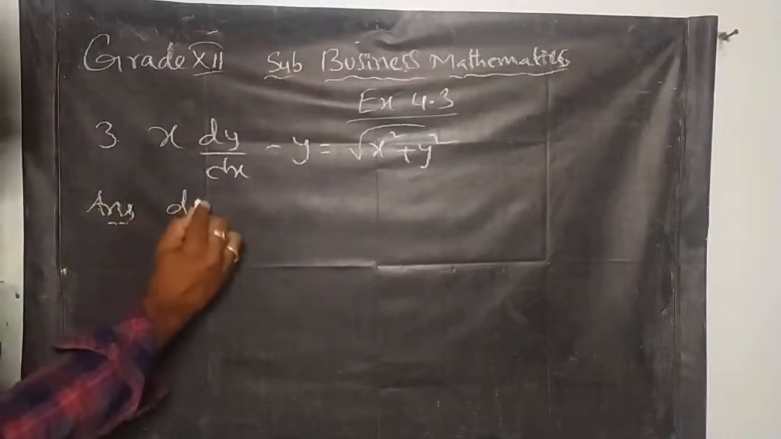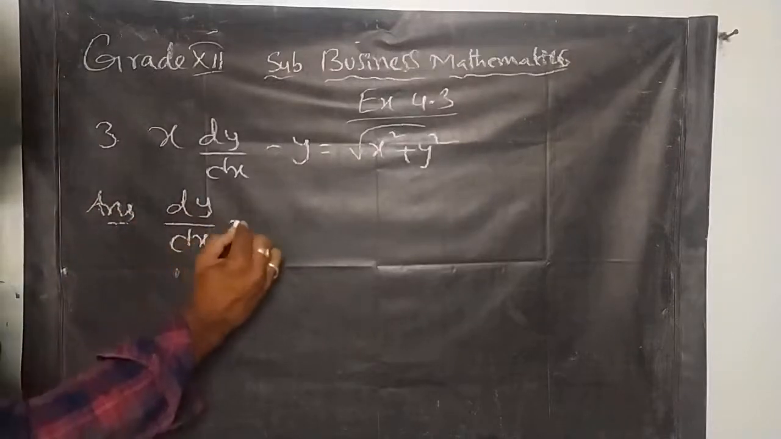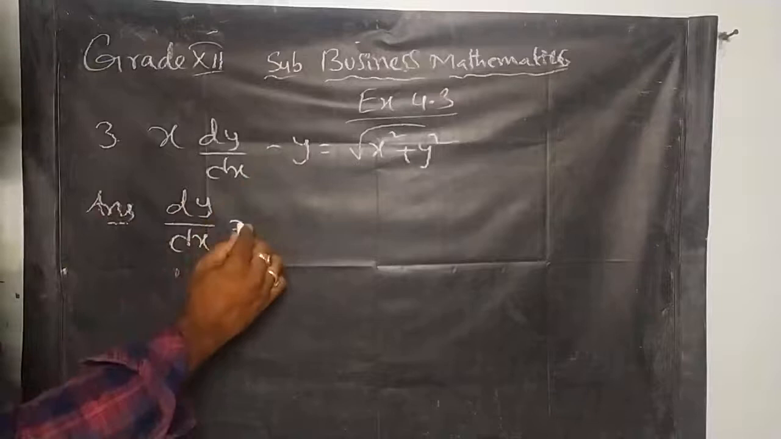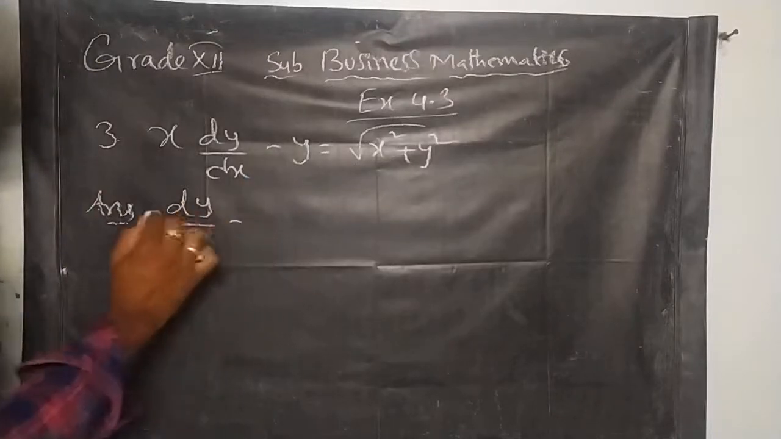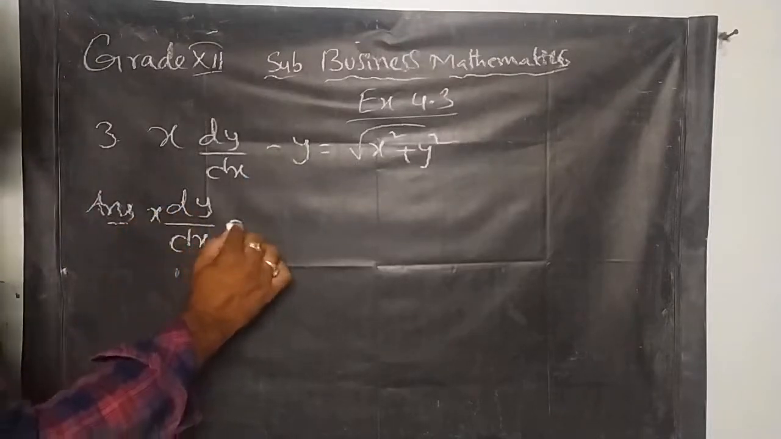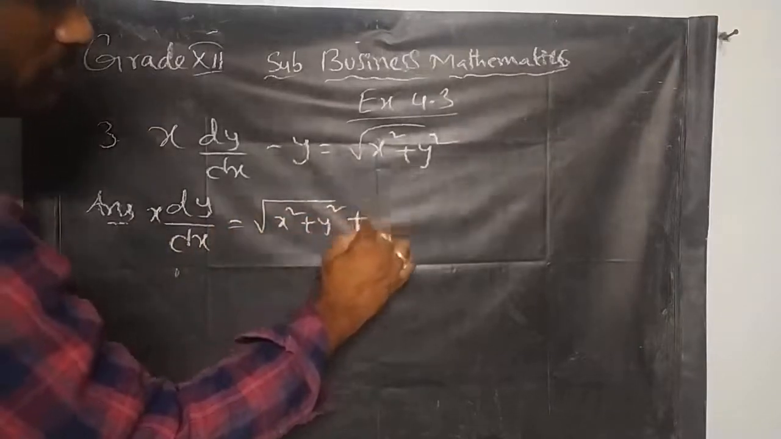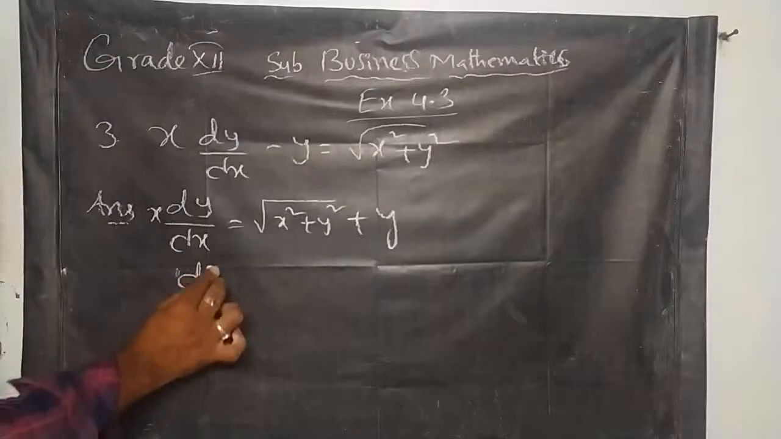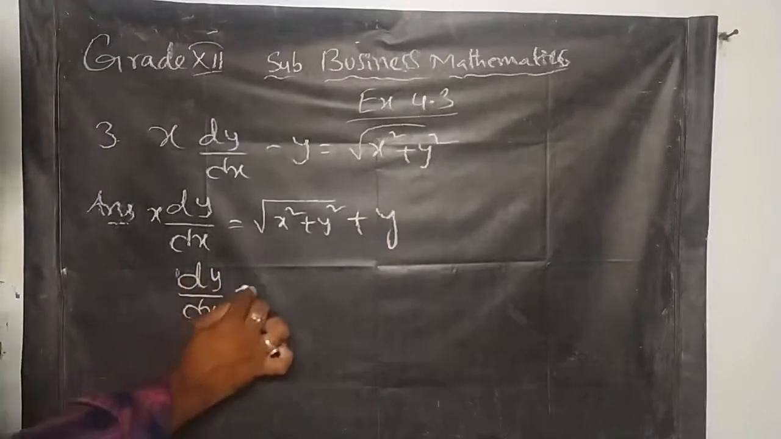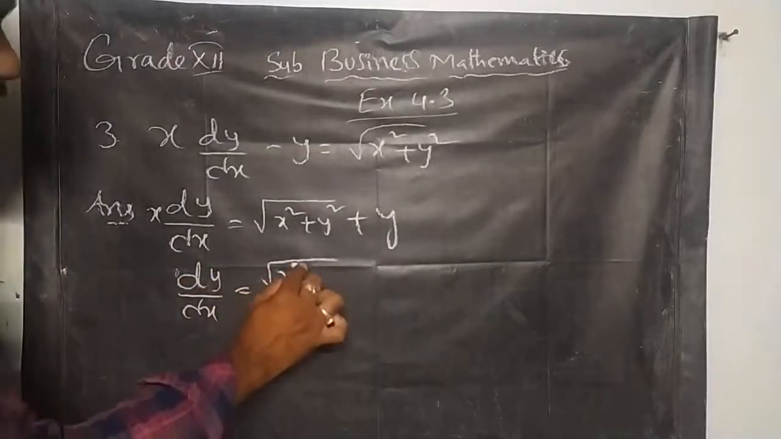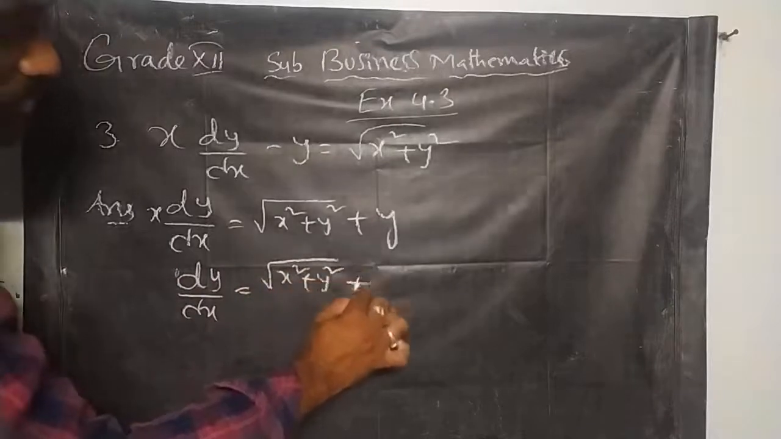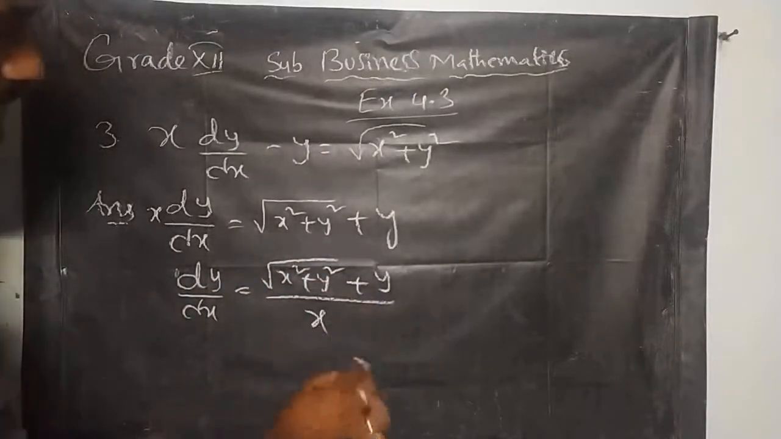So dy by dx is equals to... x dy by dx is equals to root of x square plus y square plus y. So dy by dx is equals to root of x square plus y square plus y divided by x.